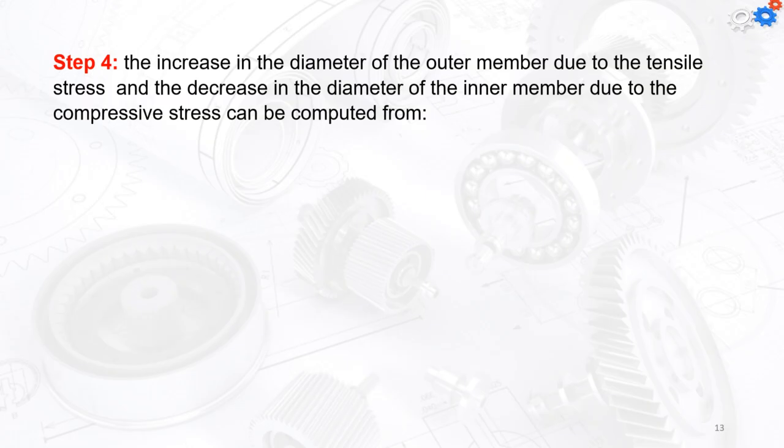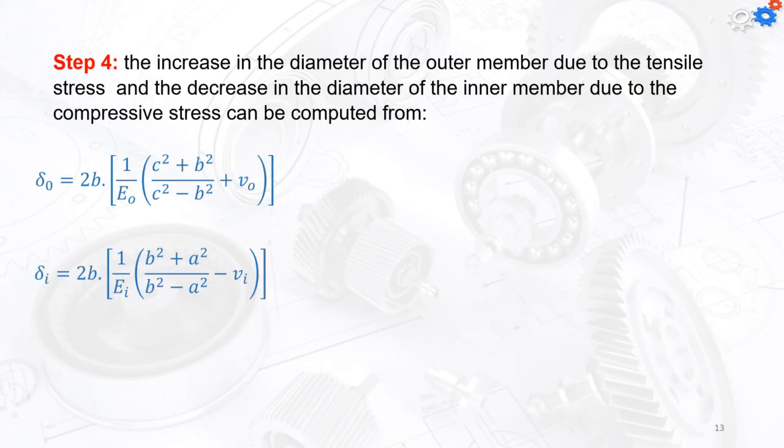Now, step number 4, of course, is going to be about finding the change in the diameter for the outside and the inside one. So the increase in the diameter of the outer member due to tensile stress, and the decrease in the diameter of the inner member due to compressive stress, can be computed from the following two equations. You can see that this equation is actually going to be a section of the main equation that we have for the pressure. So we just put everything in.